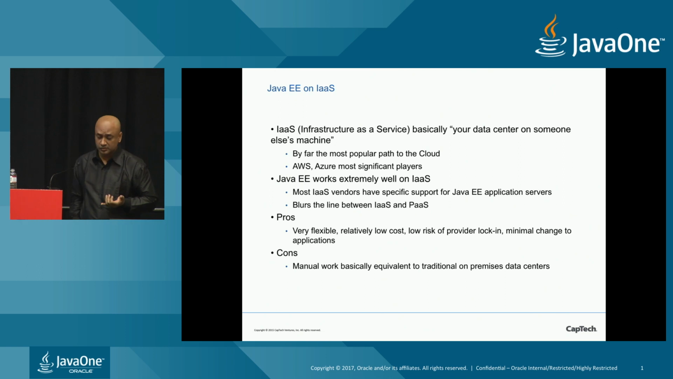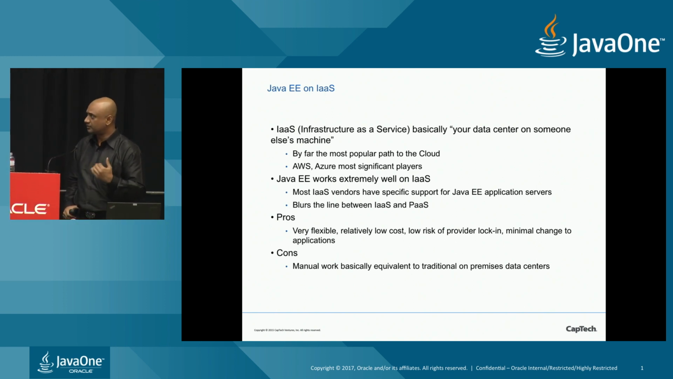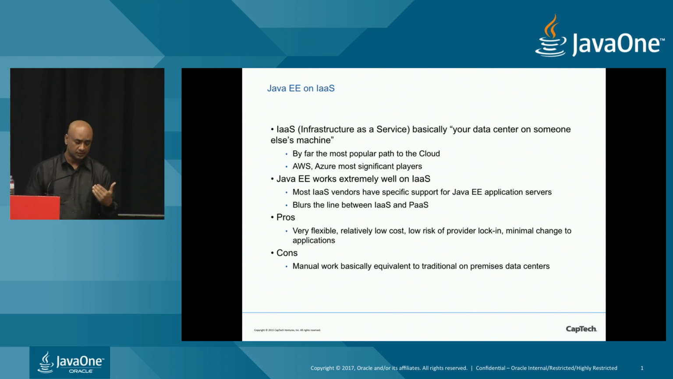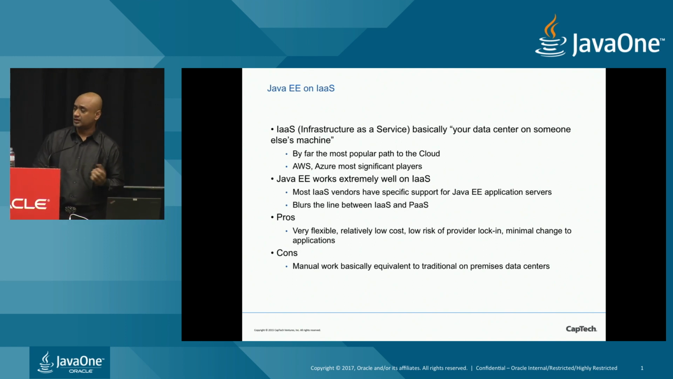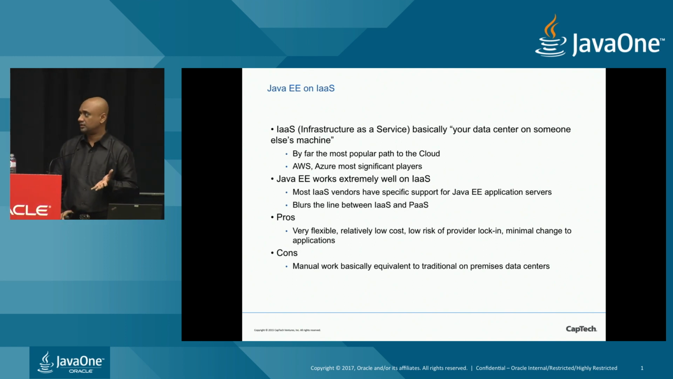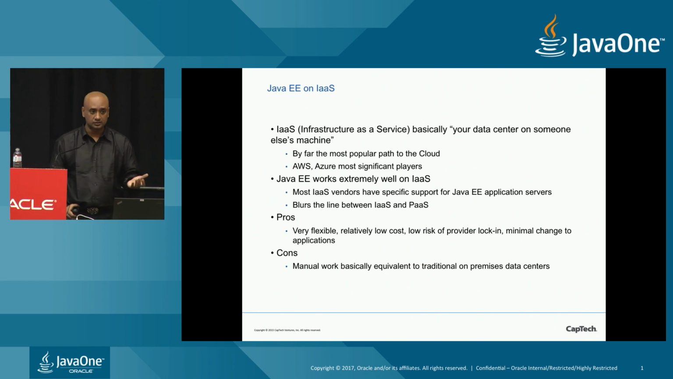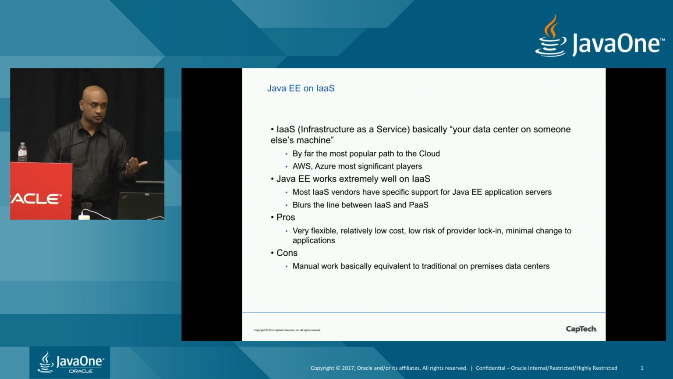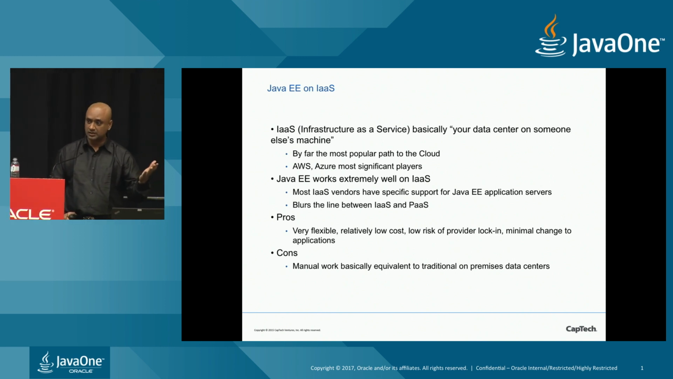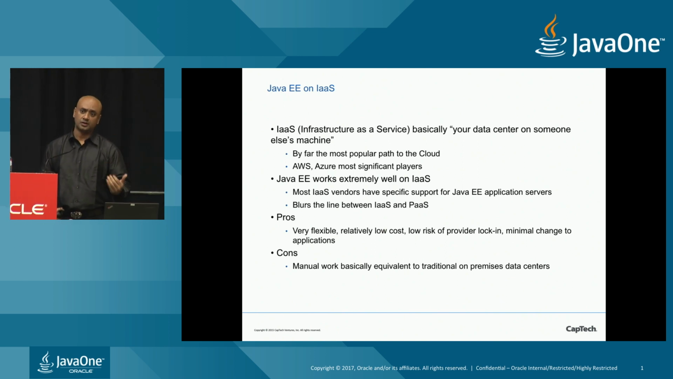By far, this is the most popular path to the cloud. That's the reality. Most people that are using cloud are really using IaaS platforms, and of course, as we all know, the biggest players here are AWS and Azure. So Java EE, as I said, works extremely well on IaaS. Why wouldn't it? It's just yet another server. It just happens to be hosted on somebody else's machine. So of course you can set up a Java EE environment and deploy your application there.